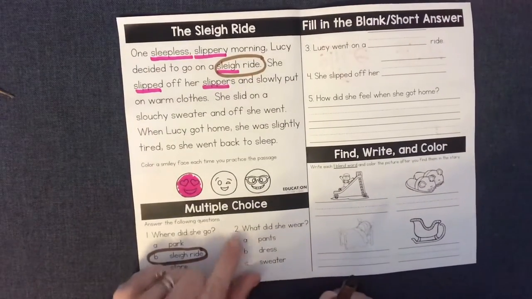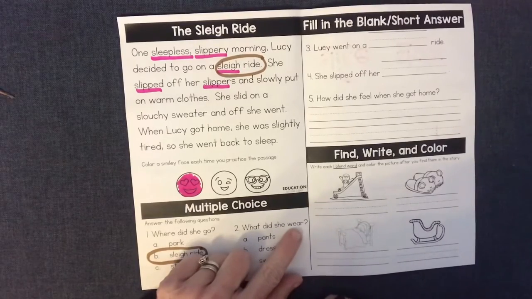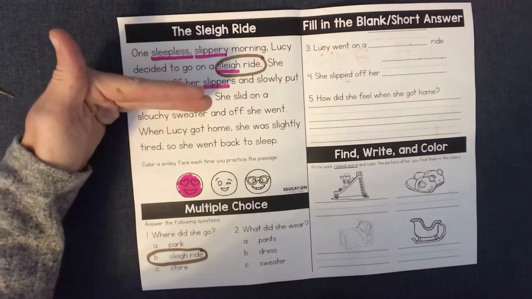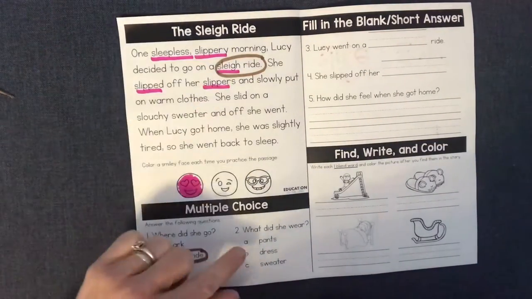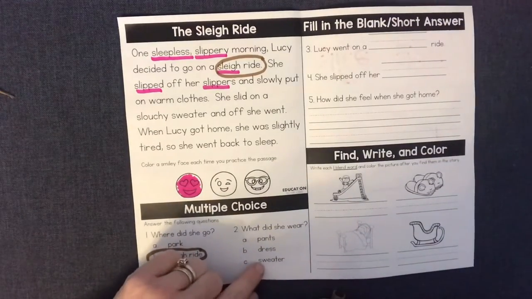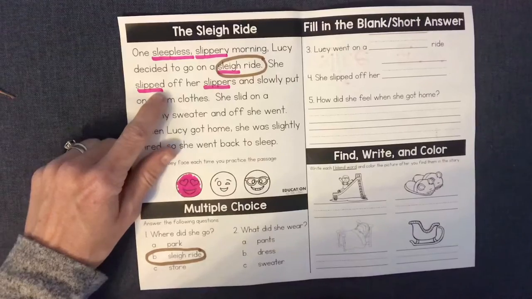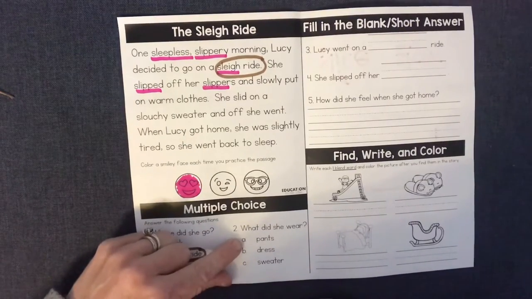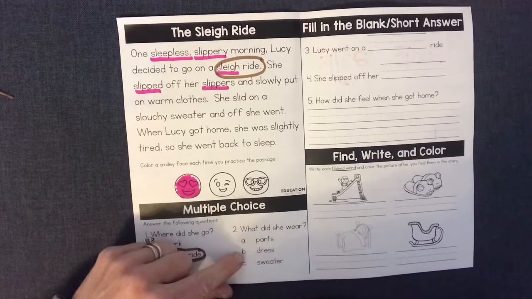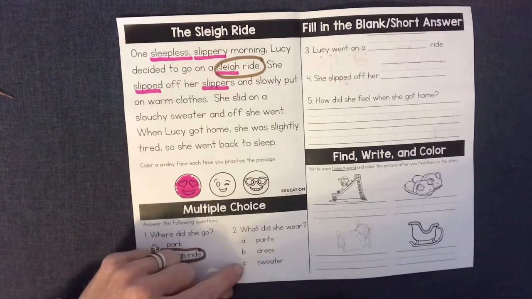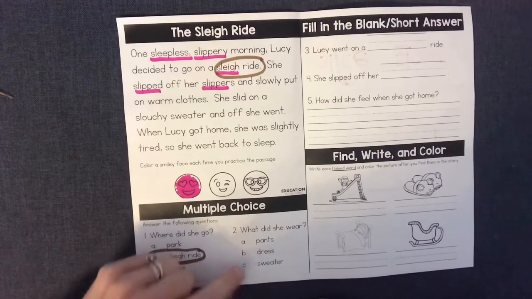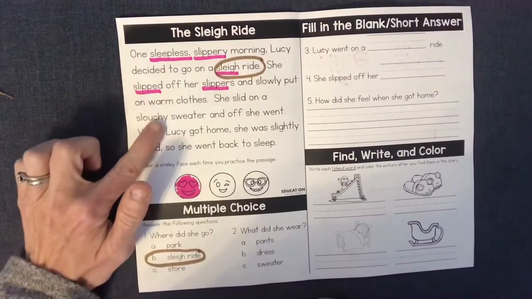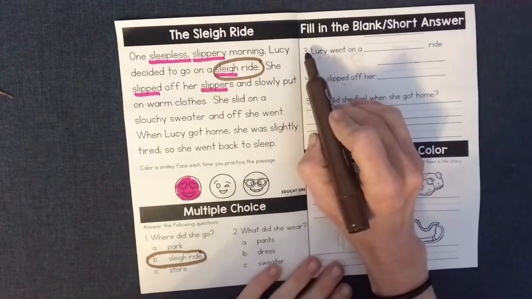Okay, number 2, what did she wear? What if you don't remember? You need to go back to the text and find the answer. If you do remember, great. You still need to go back to the text and circle the answer. What did she wear? Did she wear A, pants, B, a dress, or C, a sweater? Now, let's say you remember the answer. I'm not going to say it out loud. Let's say you remember what it is. I still want you to go back and circle your answer. Okay? Then we're going to move on to number 3.